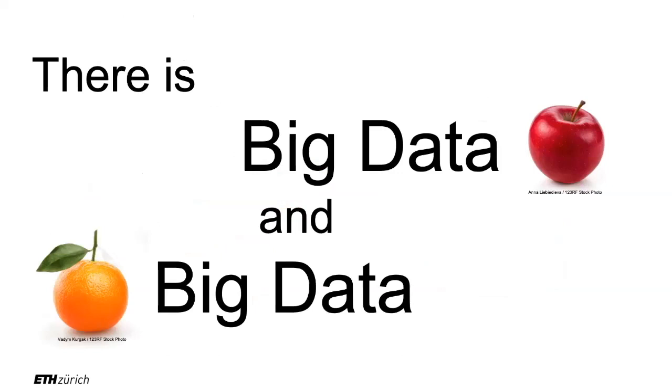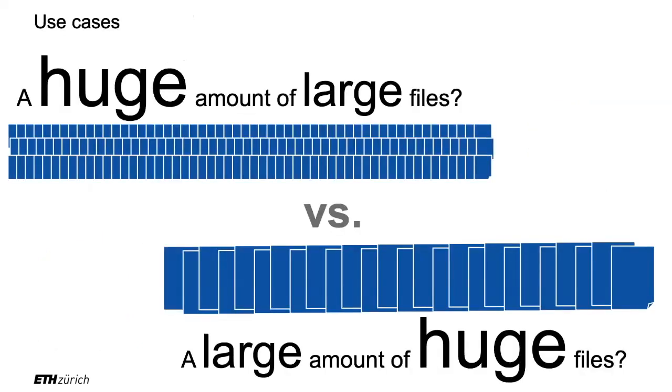Okay. Now, let's come back to the introduction of HDFS. There is big data and big data. The key part to understand is that what we've seen in the context of S3 and Azure Blob Storage is a large number of huge files. Huge being larger than large. This is how I use huge and large, right? So I want to say for S3, a huge number of large files, right?